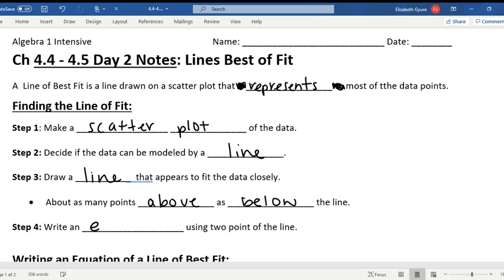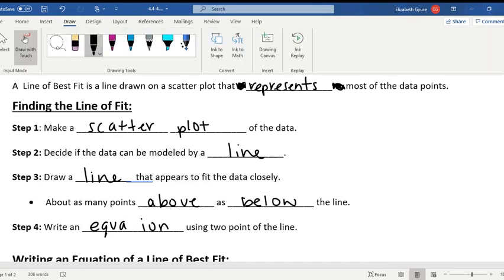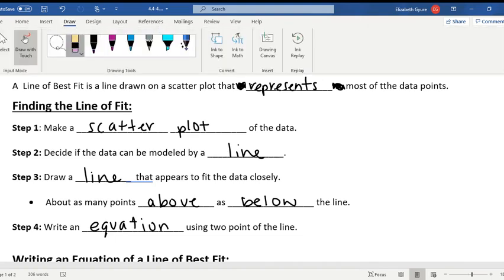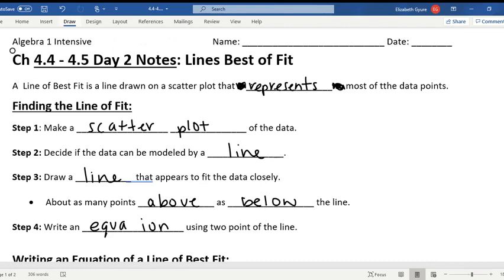And then you write an equation using 2 points on the line. So pick 2 points that actually fall on the line and then write an equation with those. It won't be perfect, but it will be reasonable.